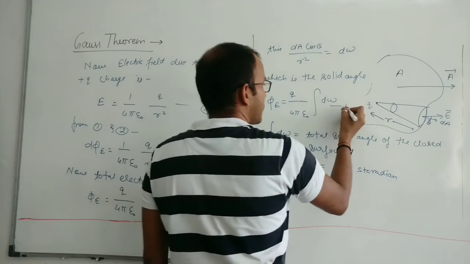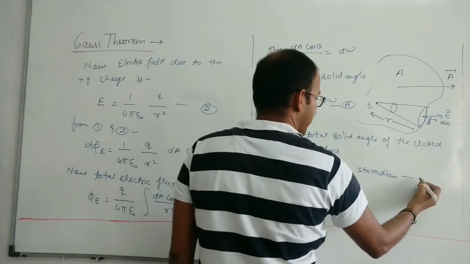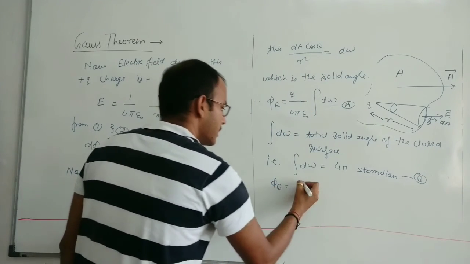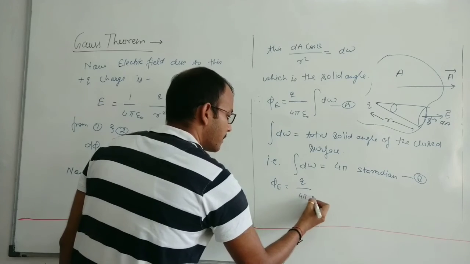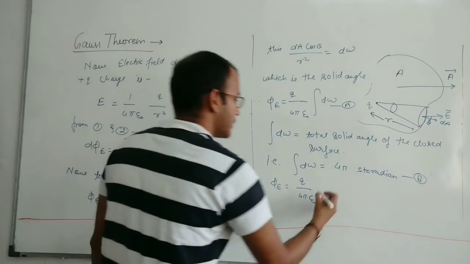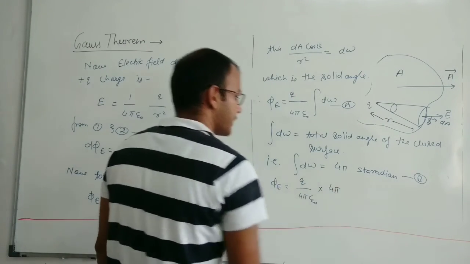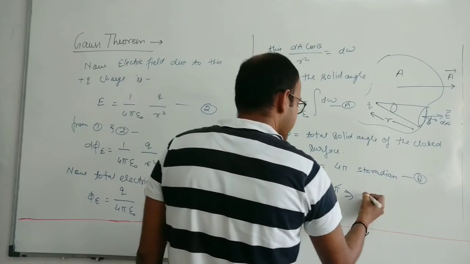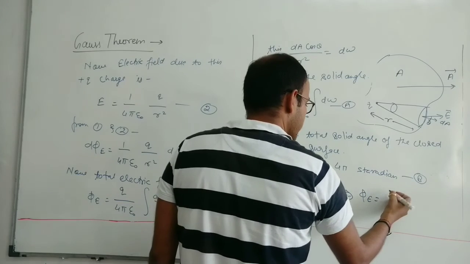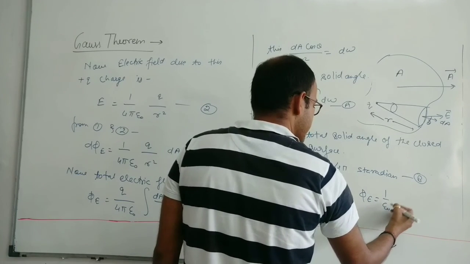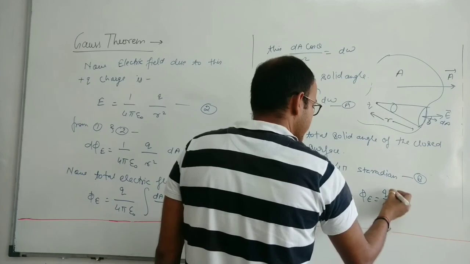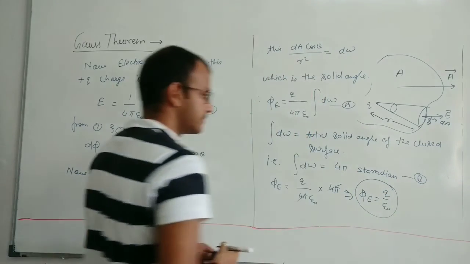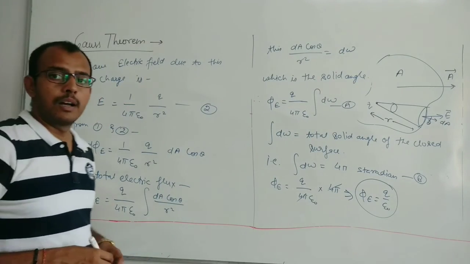From this equation A and equation B, phi E is equals to Q upon 4 pi epsilon naught into 4 pi. 4 pi से 4 pi cancel out हो जाएगा. This gives phi E is equals to 1 upon epsilon naught into Q, that is Q upon epsilon naught. This is the Gauss theorem.